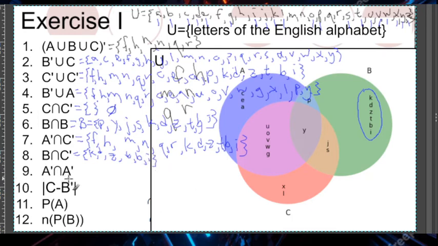All right. Not A intersected with not A. That, of course, is going to be everything outside of A intersected with everything outside of A. So it's everything outside of A. So we're going to start with this stuff over here. Stuff outside of everything over here. F, H, M, N, Q, and R.